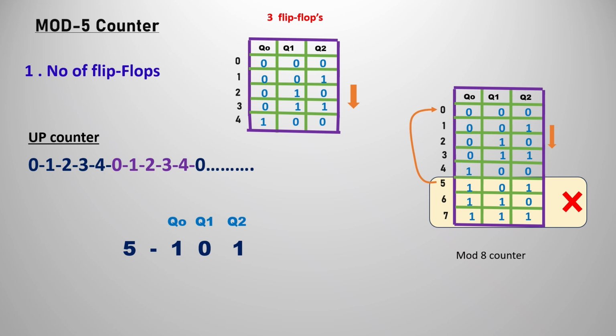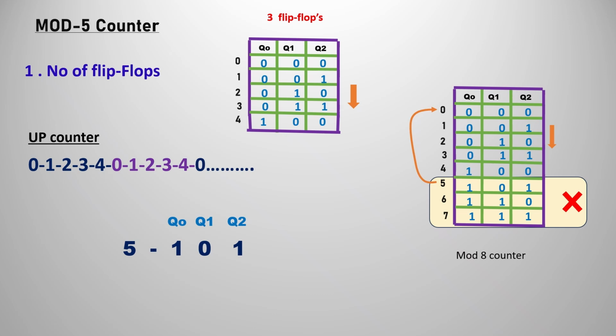So 5 is the output, that is 1, 0, 1. Not only that, now if you want a mod 6 counter, you are going to start at 6. So that is the thing. The main logic is how many states you want. The next step is that you are going to have some logic, which I am going to explain in this video.